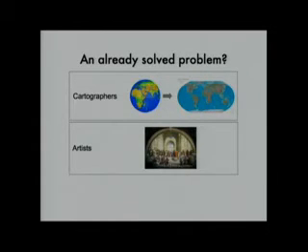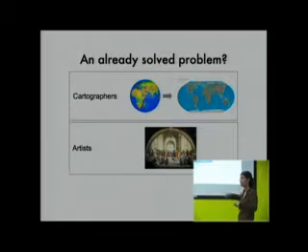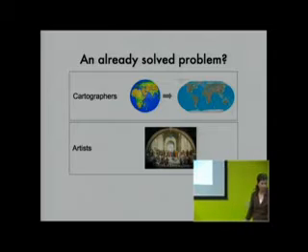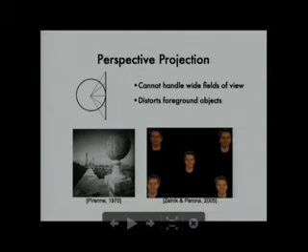One is what cartographers do, because cartographers have a map of the globe and then they need to flatten it out, so they have the same problem. They've solved it to some extent. And artists have also tackled the same problem of trying to represent complex scenes on a 2D canvas.